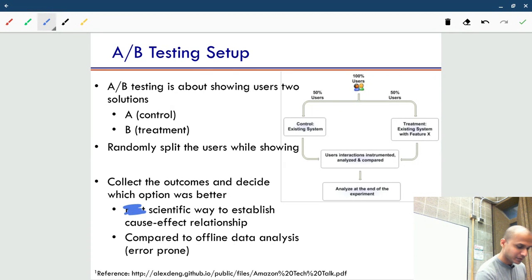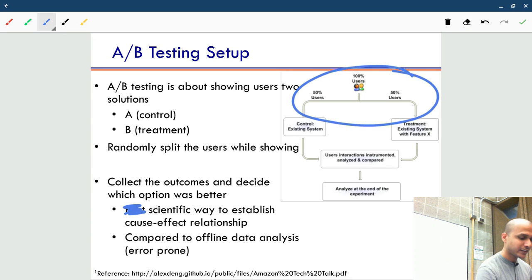So don't worry about the best part. So collect outcomes. And there's a way to establish a cause or effect relationship. So you change something, like adding a coupon code. And since I'm splitting users at random, there's hopefully no variation across users. And so you can attribute the loss in conversion to adding that coupon code box, okay?